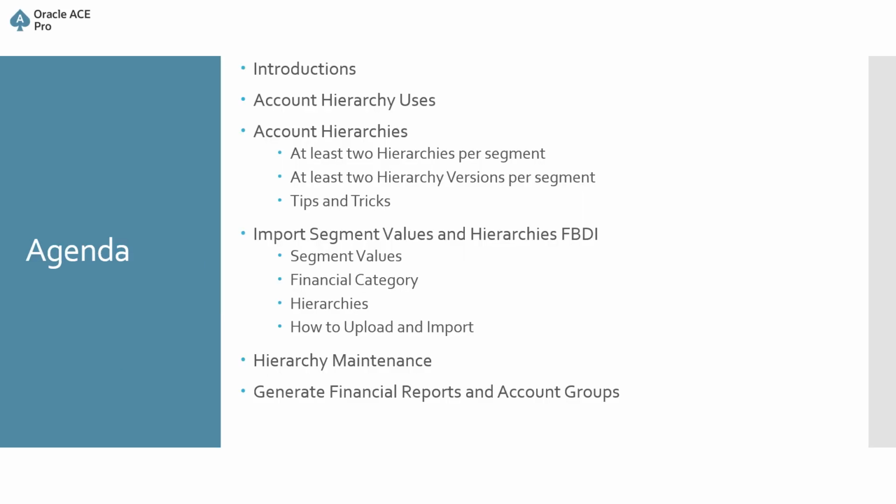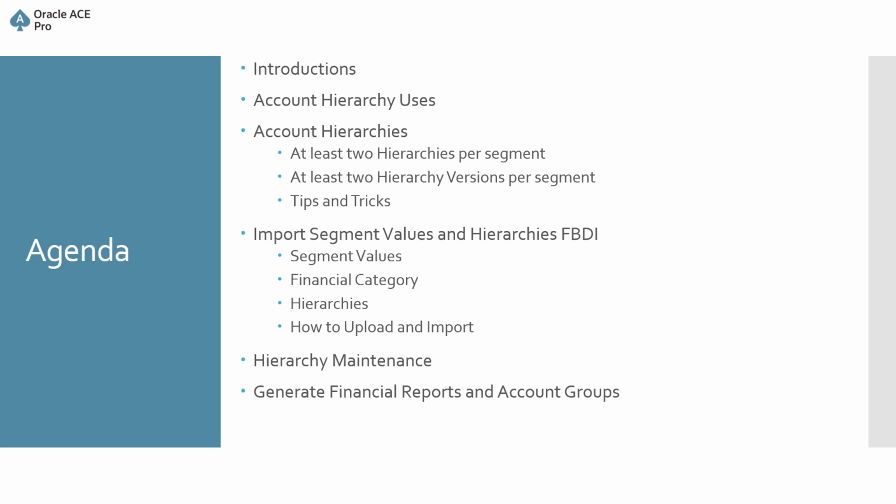So, quick agenda, we're going to do some introductions. We're going to talk about account hierarchies, what they're used for. We'll talk about what you have to have and what we recommend and what Oracle recommends. You should have at least two hierarchies per segment. We'll talk about some tips and tricks. We're going to talk about importing them, how you bring them in through the rapid install loader.